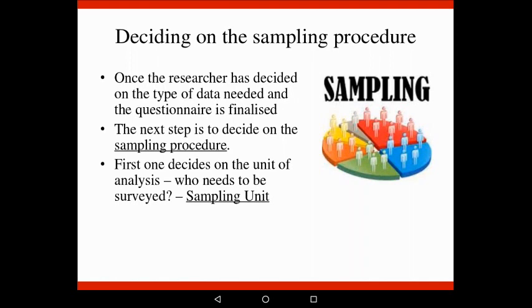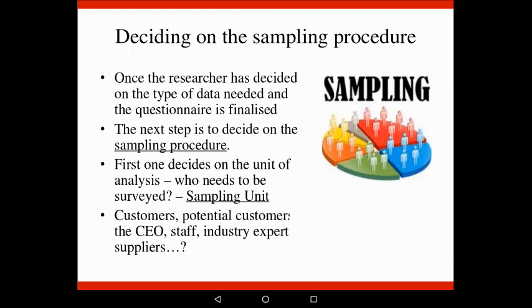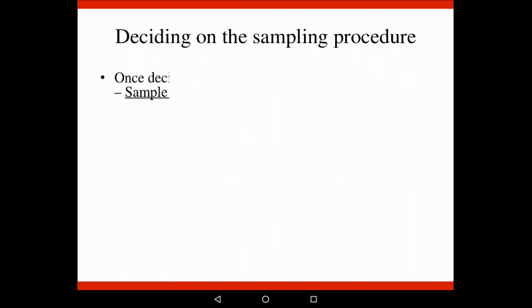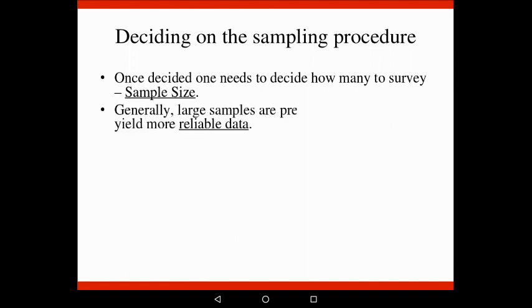Who needs to be surveyed? Or the sampling unit. That is known as the sampling unit. Is who needs to be surveyed. Customers, potential customers, the CEO, staff, industry experts, suppliers, those are all examples of potential sampling units. One needs to decide how many to survey. That's known as the sample size.